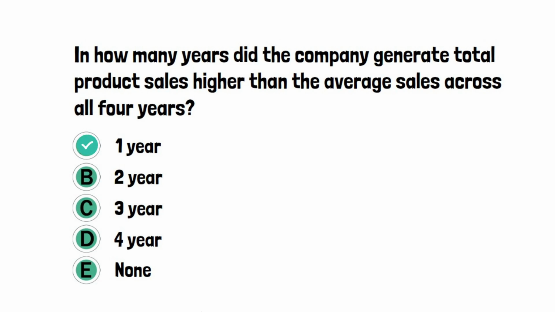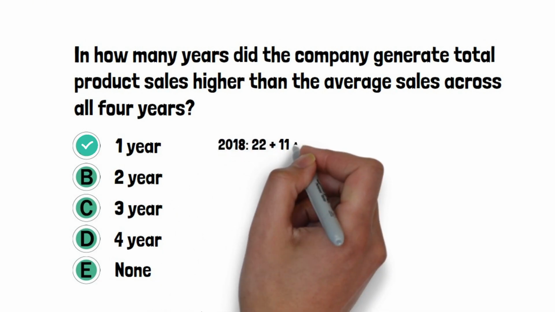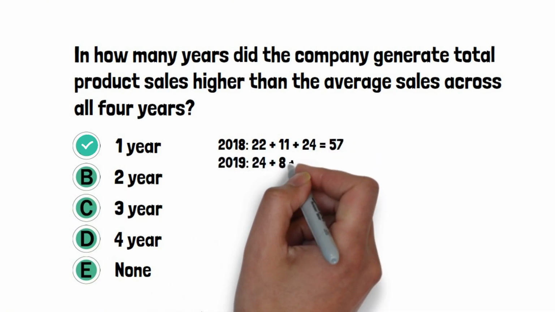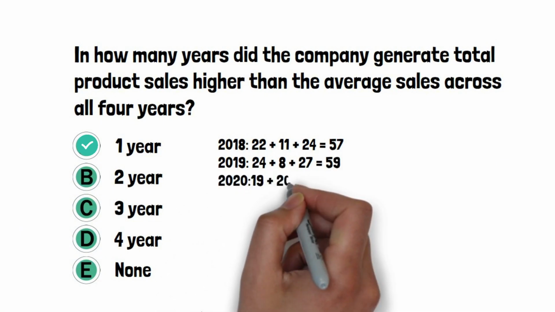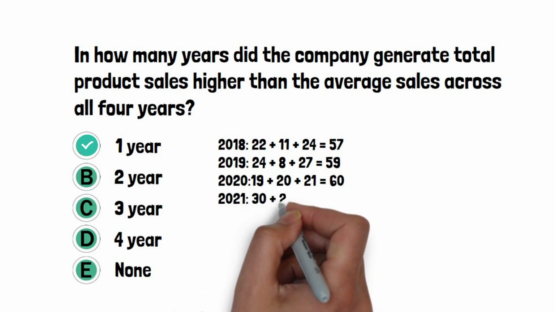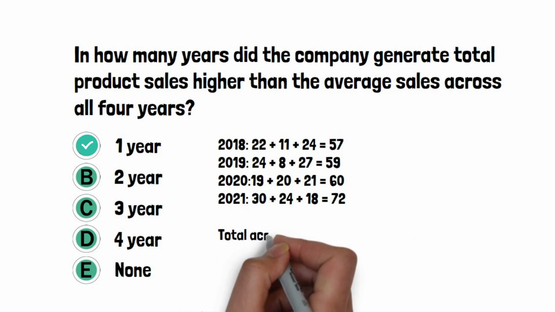Correct answer: A. 1 year. Explanation. Let's calculate total yearly sales. 2018: 22 plus 11 plus 24 is equal to 57. 2019: 24 plus 8 plus 27 is equal to 59. 2020: 19 plus 20 plus 21 is equal to 60. 2021: 30 plus 24 plus 18 is equal to 72.